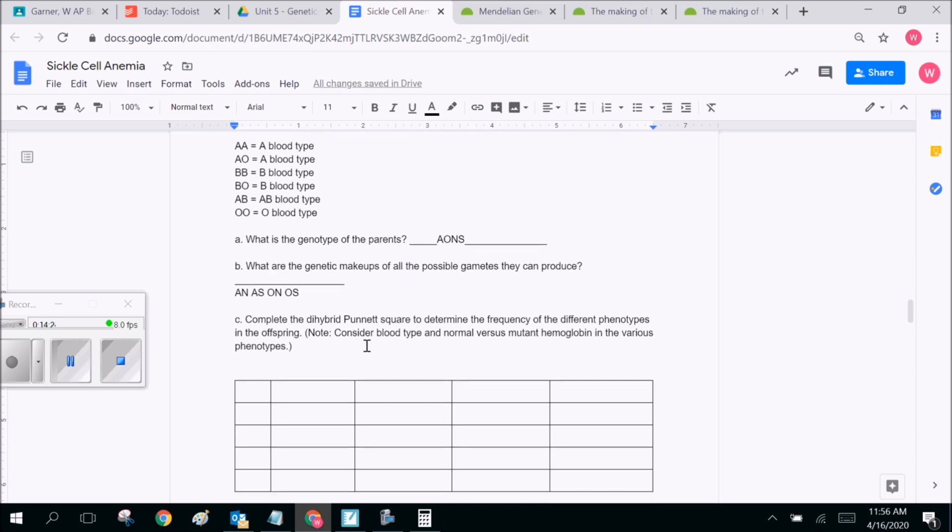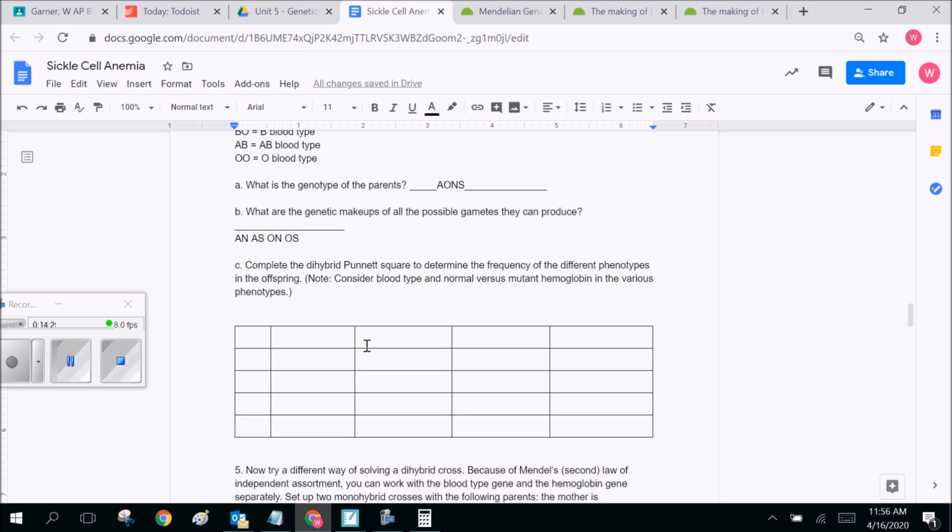So we're going to go ahead and complete the dihybrid Punnett square to determine the frequency of the different phenotypes. Now I've set it up so that the 16 box square is down here, and you can fit your genotypes in here. You can change the width if you need to. So I'm going to go ahead and say, in this first individual, since they're both the same, I'm just going to have the same things going across here and down here.